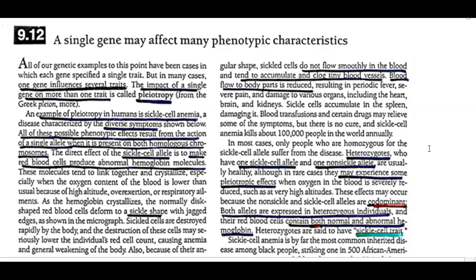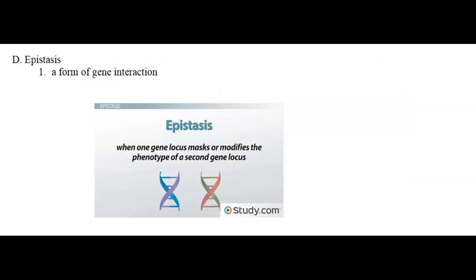Both alleles are expressed in heterozygous individuals, and the red blood cells contain both normal and abnormal hemoglobin. Heterozygotes are said to have sickle cell trait. Another non-Mendelian example is epistasis. And if you remember, that's the word that I told you to write on the second page, the dihybrid page of our genetic problems. So epistasis is a form of gene interaction when one gene locus masks or modifies the phenotype of a second gene locus.